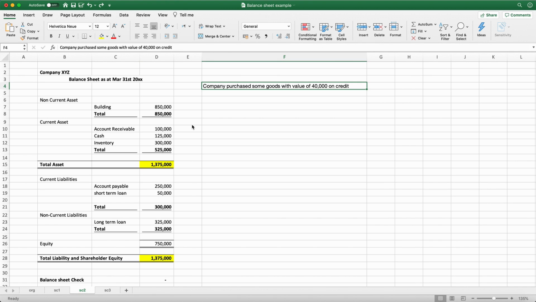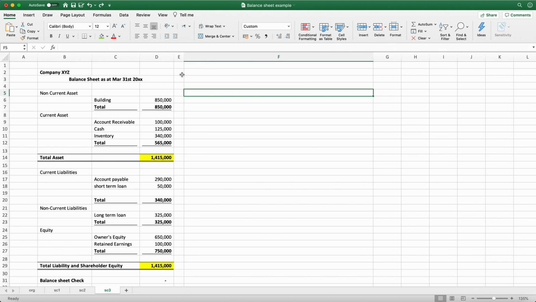This transaction again is going to impact two accounts. One account is inventory, and the second account is account payable. The supplies are worth 40,000, so inventory will increase by 40,000. So I have to debit my inventory by 40,000, and it's becoming 340. At the same time, I'll increase my account payable, so I'll credit my account payable by 40,000, and 250,000 of account payable is going to become 290,000. And by this, we're done recording our second transaction.